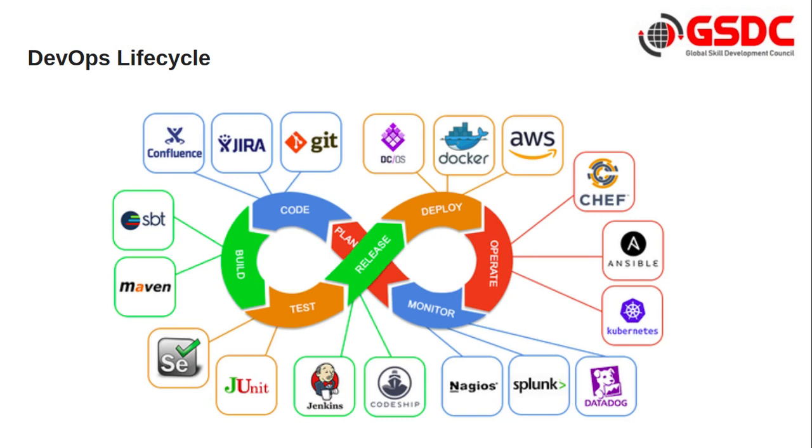To release the code after the develop, build, test cycle, we have tools called Jenkins and CodeShip that we can use. For deployment we can use Docker or AWS. While deploying and operating, we have multiple tools as well, like Kubernetes, Ansible, and Chef. All these tools we are going to see one by one. And to monitor, again we have Nagios, Splunk, and Datadog.